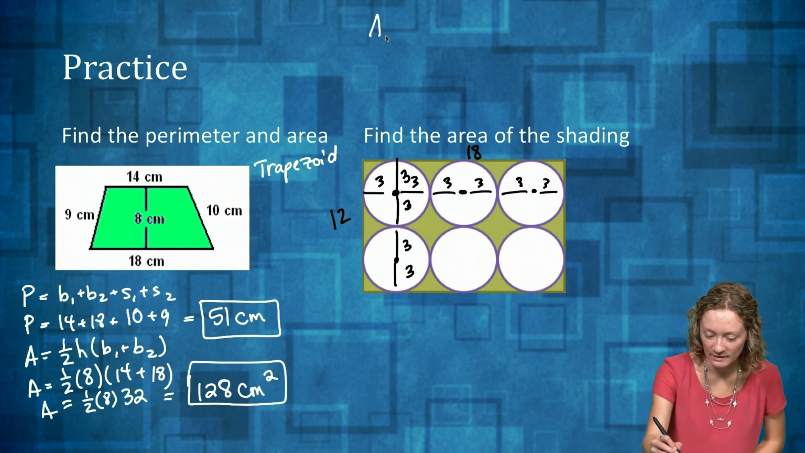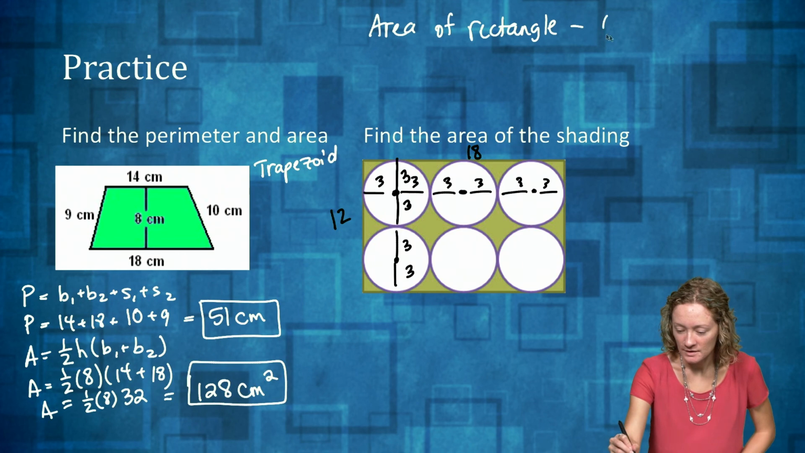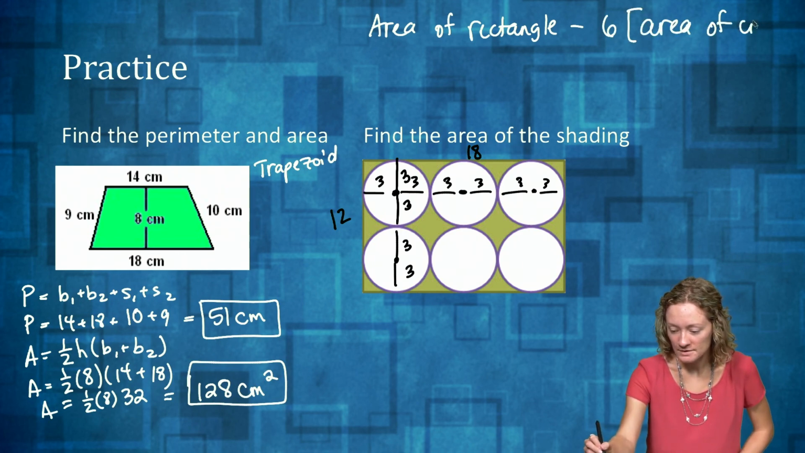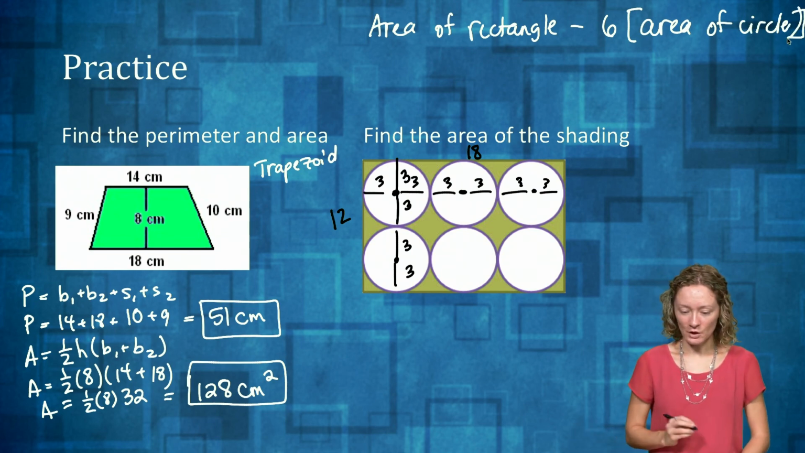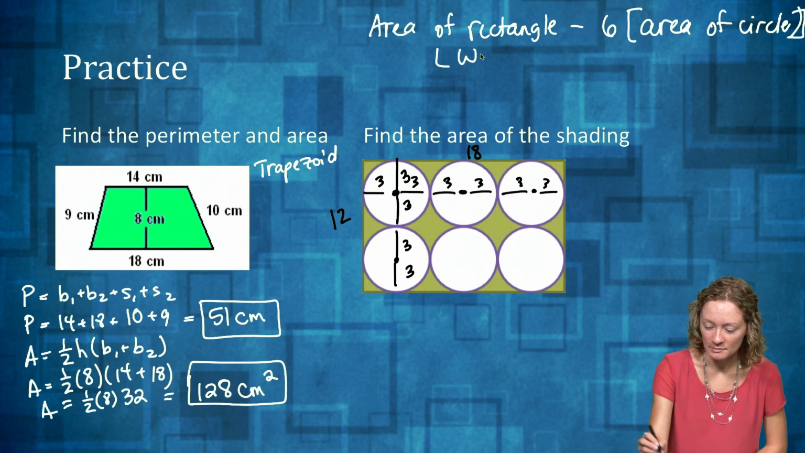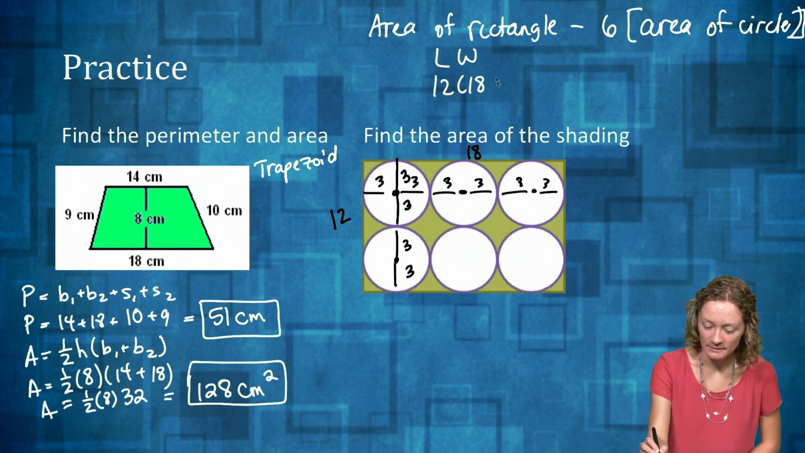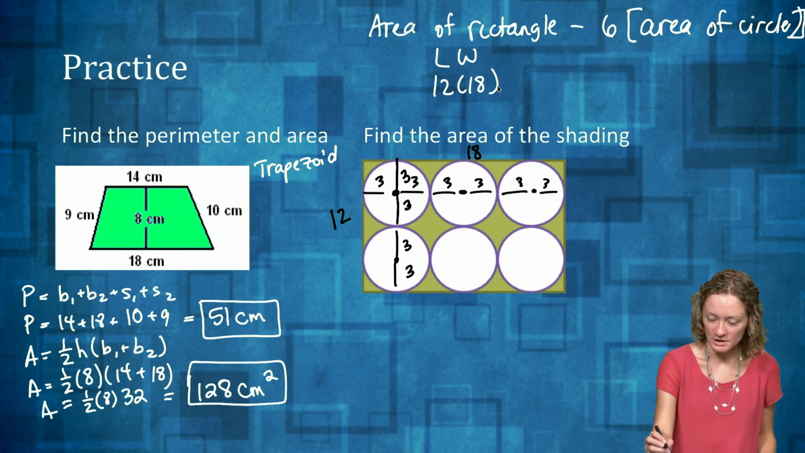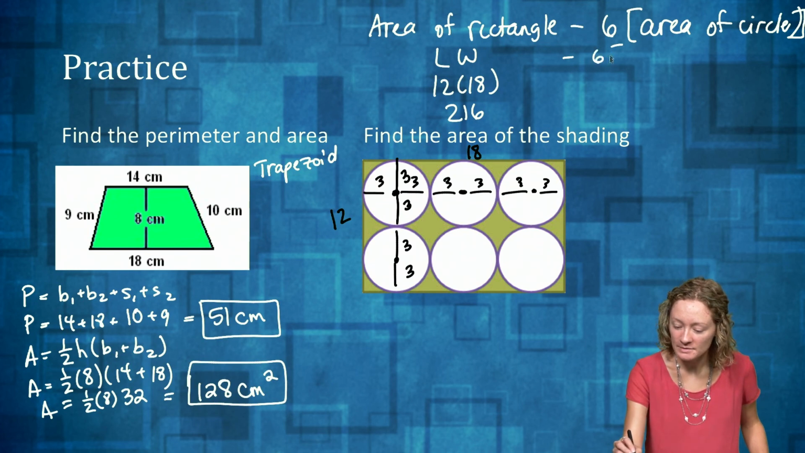So our general plan is going to be area of rectangle minus 6 times area of the circle. 6 times because there are 6 of them. All right, so area of the rectangle is simply length times width, which we've just figured out is 12 times 18, which is 216. And then minus 6 times area of the circle, which is pi r squared.